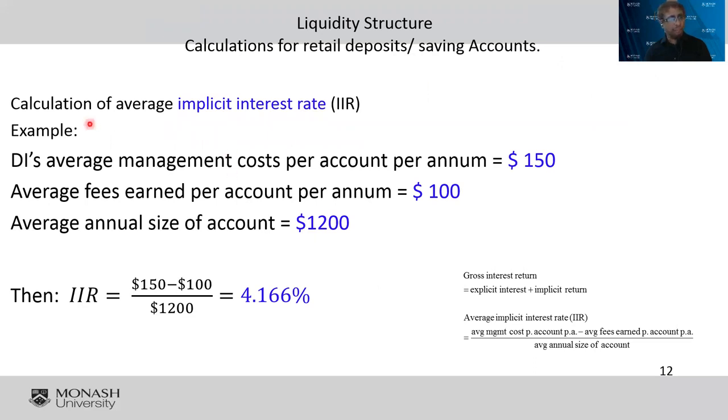See, the calculation of the implicit interest rate, for example, if you have a deposit, this is the cost to the customer. The depository institution's average management cost per account is, for example, 150. And the average fees per account per annum is 100. So you serve this, because when we go now on the ATM machine, it's a service.